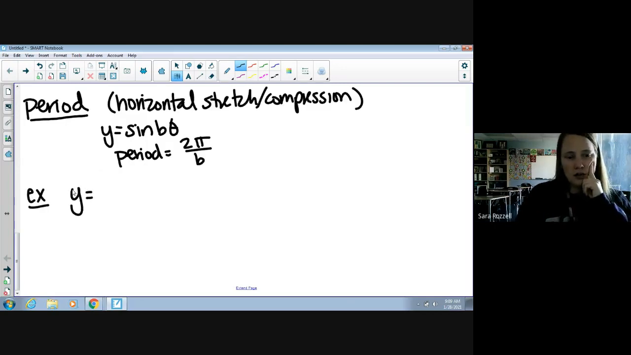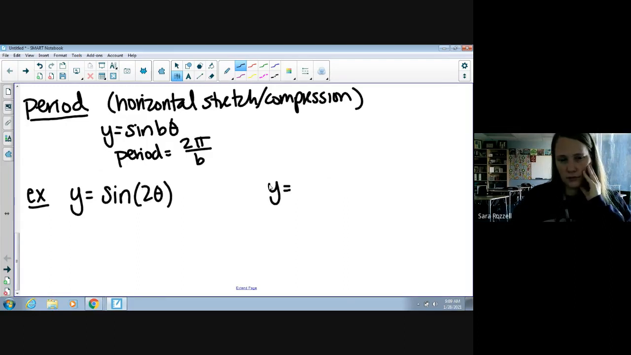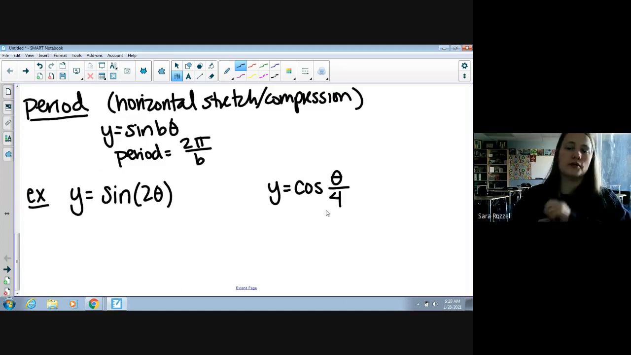Well, let's go y equals sine 2 theta, and y equals cosine theta over 4.